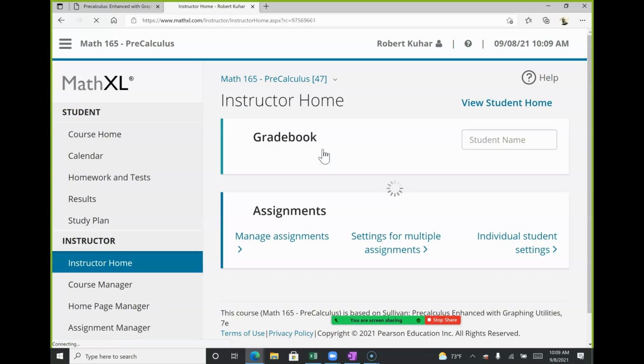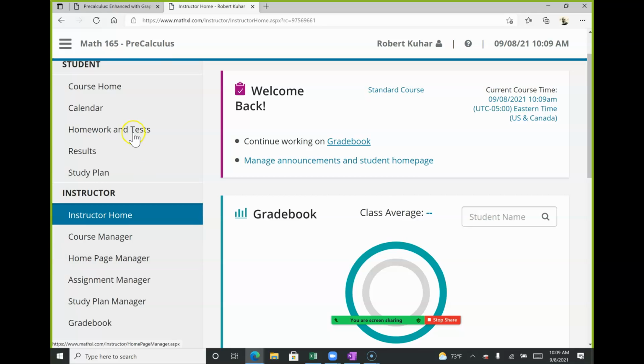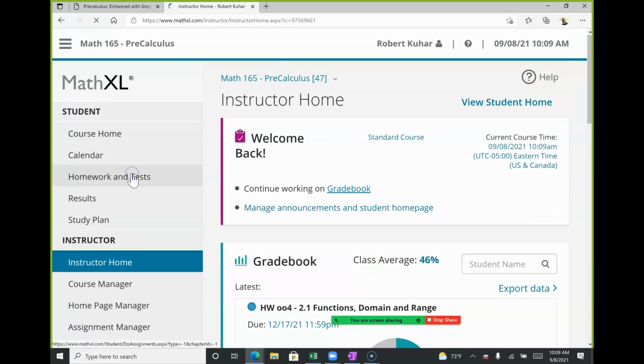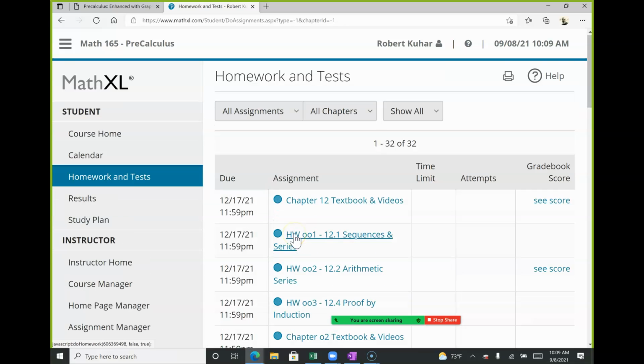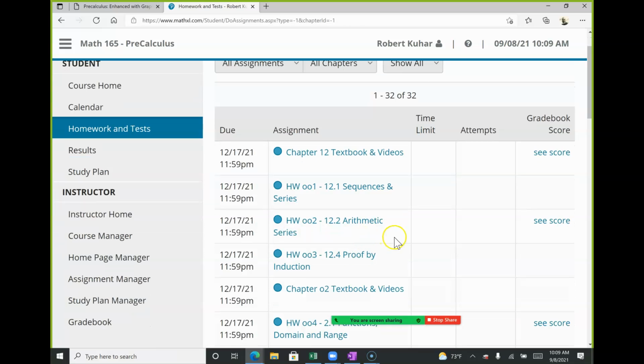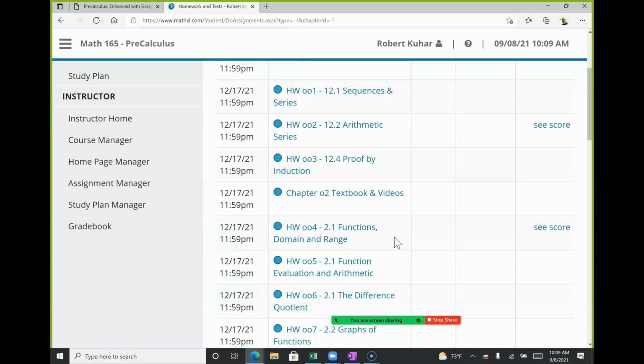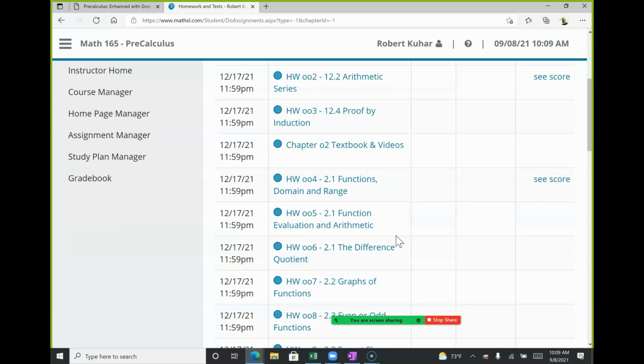Just double checking something here that I have on our Math Excel page. I want to make sure that this is the only other homework here. Homework 4 is functions, domains, and ranges. Homework 5 is function evaluation and arithmetic. I don't know if I need to teach you that one. You know, you have to be able to plug in numbers or add two functions together.